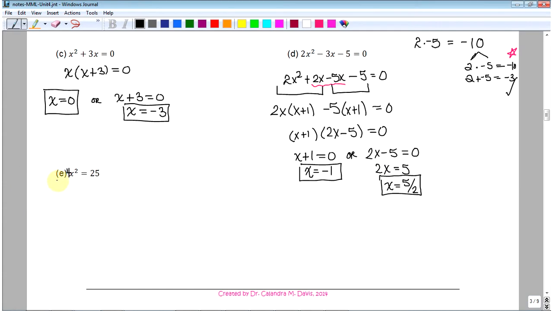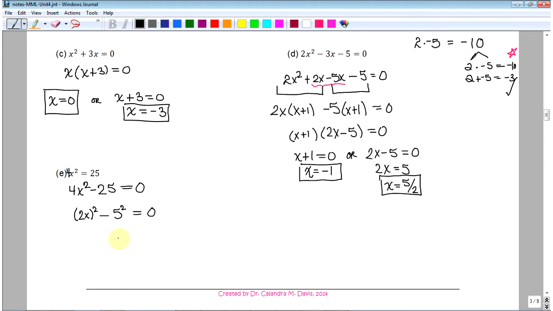Okay, our last example, part E. We have 4x squared equals 25. Well, the first thing that we need to do is to get the 25 over to the left side of the equation, because the zero product property only works if we have 0 on one side. Okay, so 4x squared minus 25 equals 0. So this is actually a difference of two squares. I can rewrite my 4x squared as 2x, that quantity squared, minus 25 is the same thing as 5 squared.